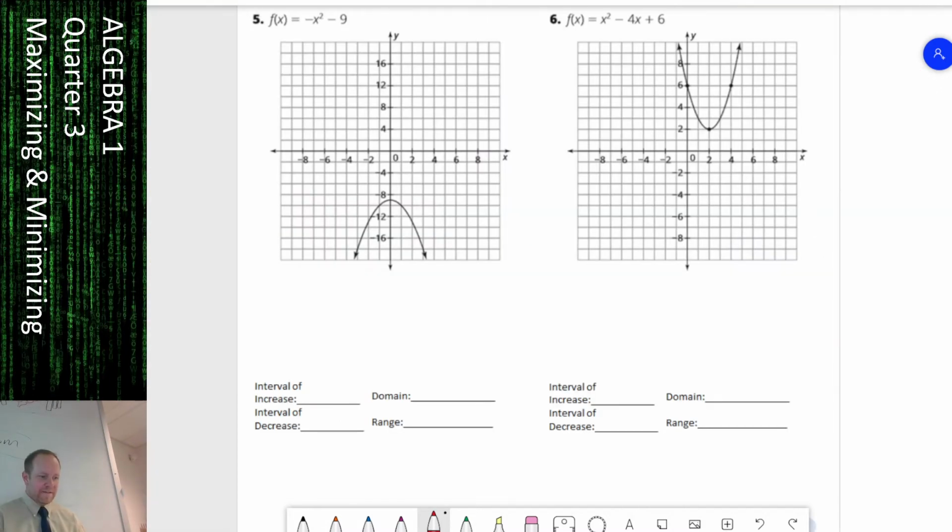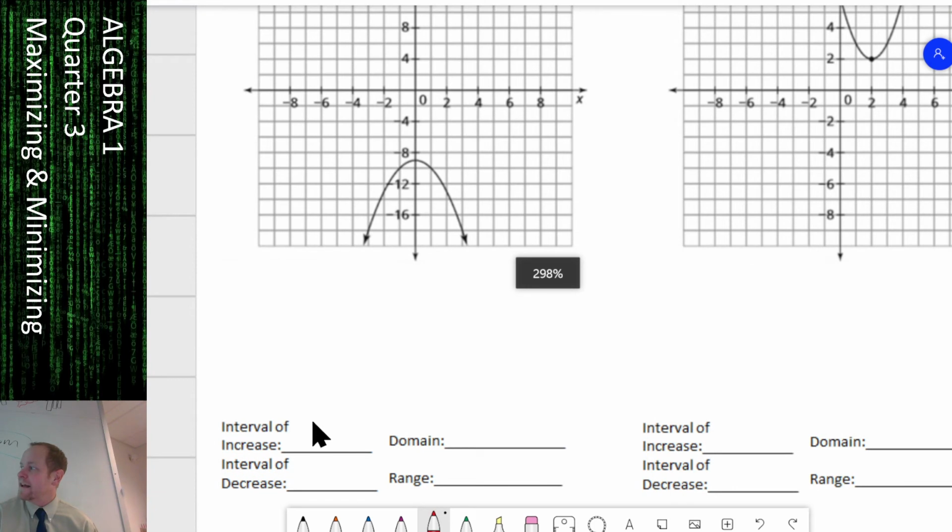Of these functions. So it gives us the name of the function up here and the equation, and it has graphed it for us. We don't need the equation itself. We can pick out all of this stuff just by looking at the curve.